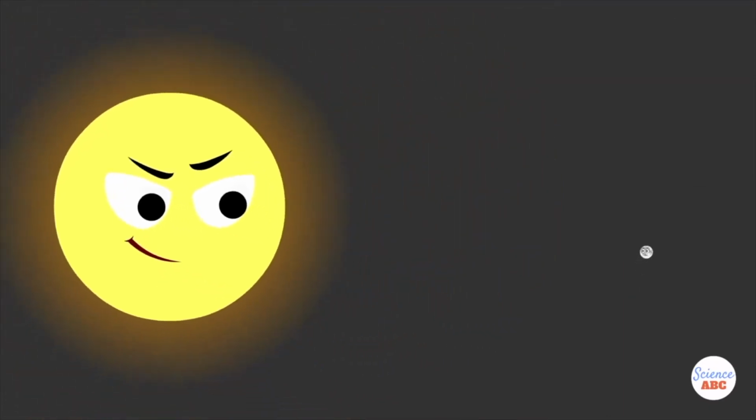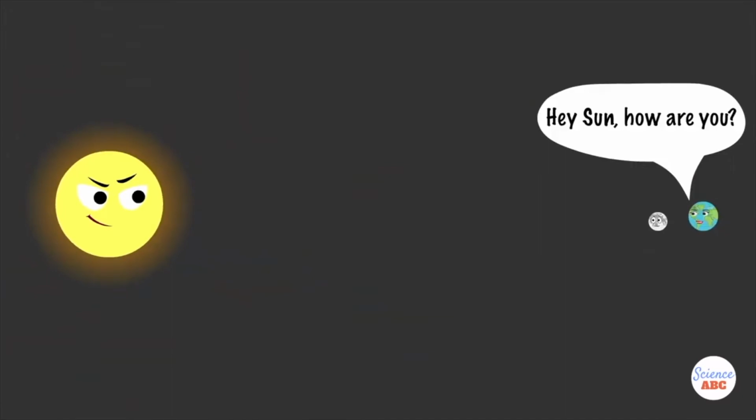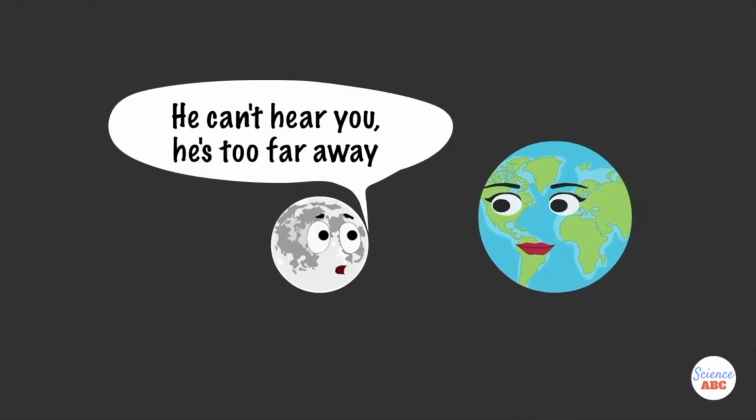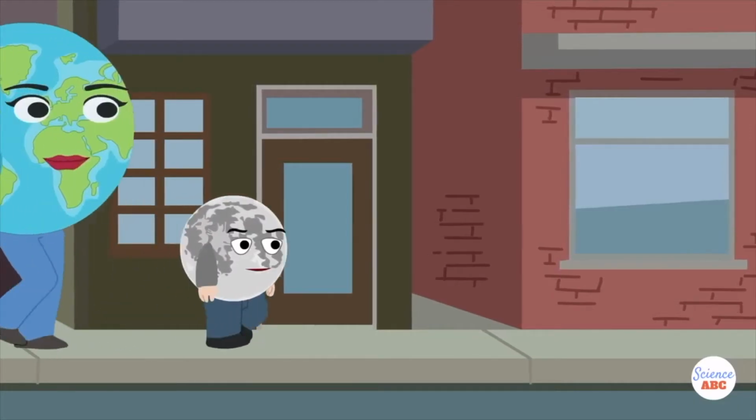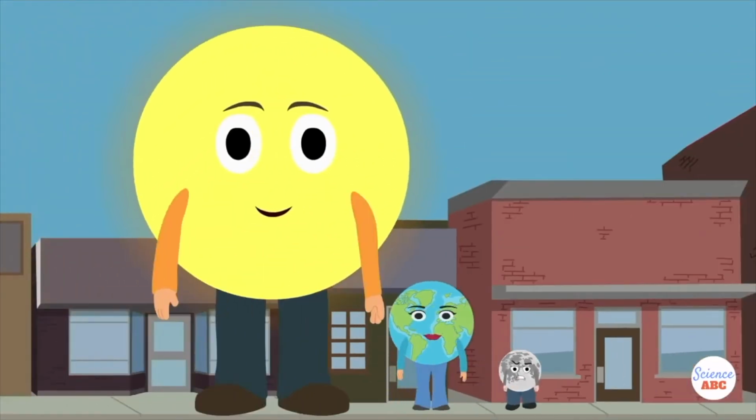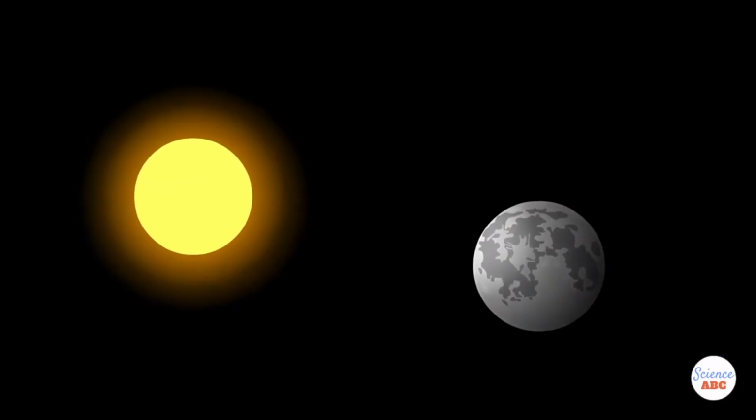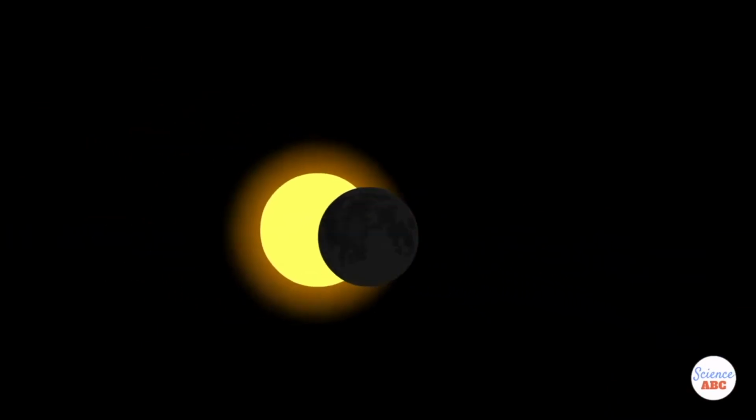Although the moon is indeed about 400 times smaller than the sun, it also happens to be around 400 times closer to us than the sun. This is why both the moon and the sun appear to be the same size in our sky. The moon is very small compared to the sun and to the Earth, which is why the moon's shadow isn't big enough to engulf our entire planet.